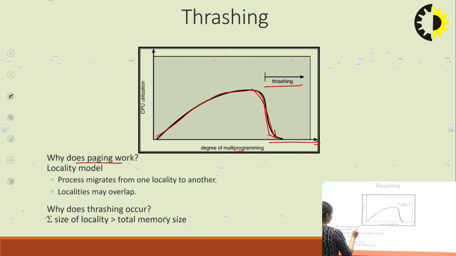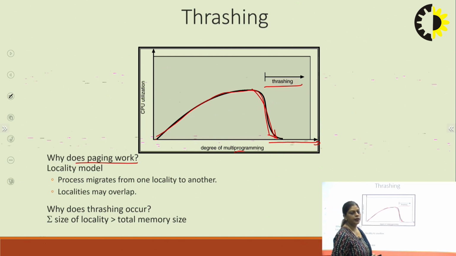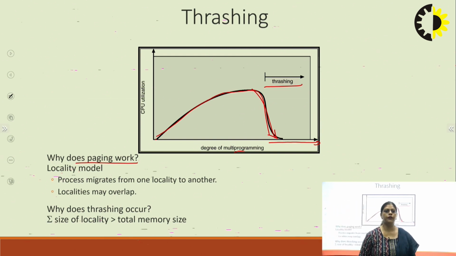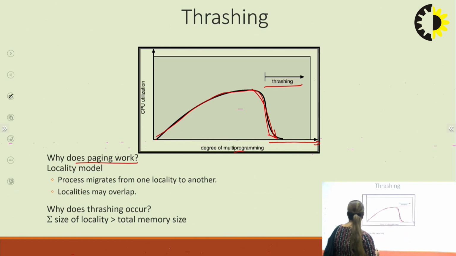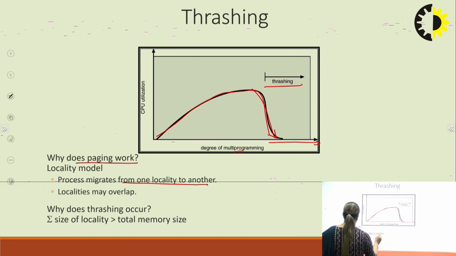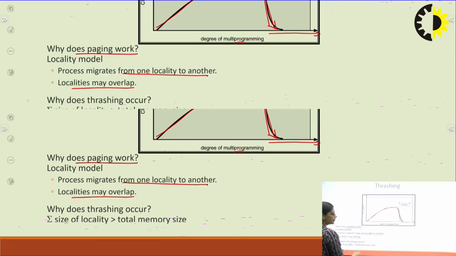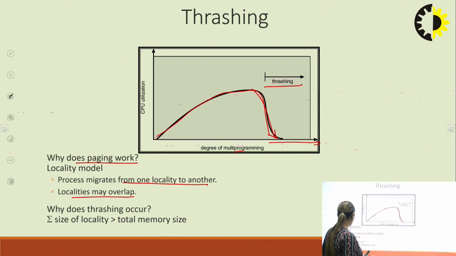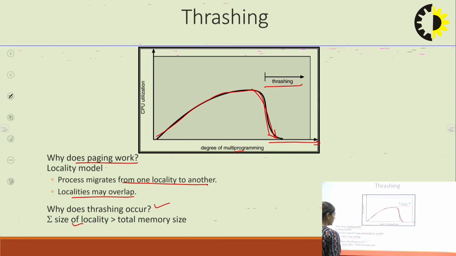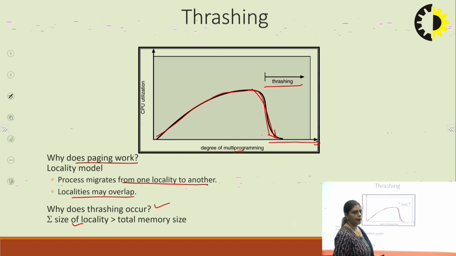Why does paging work on the locality model? Paging will be more understood if you are aware of what a locality model is. A process migrates from one locality to another. Localities may overlap each other, right? Why does thrashing occur? The size of the locality is greater than the total memory size.